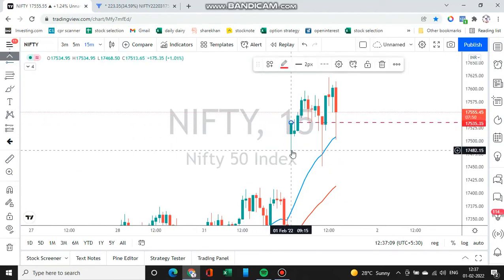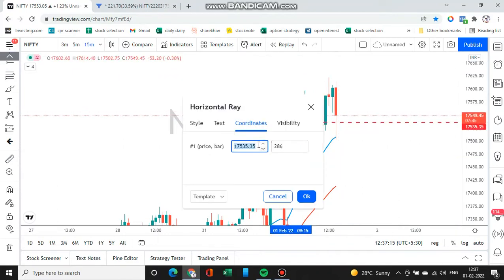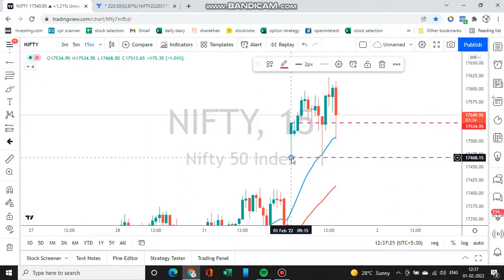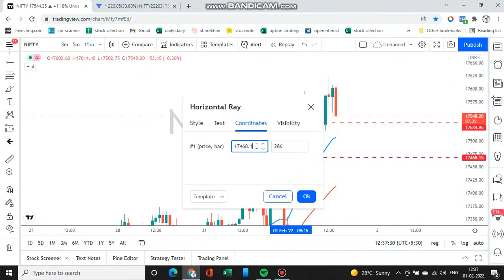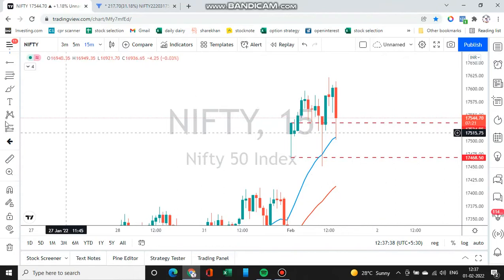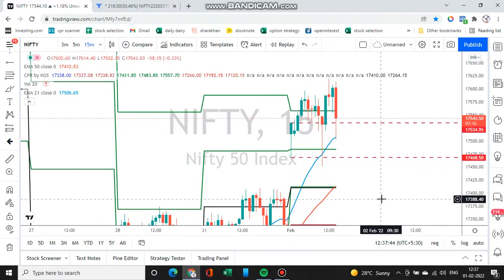The high here is 17534.95. Wonderful. And the low is 17468.5. Yes, 17468.5. Now let me unhide this so that I can see all my indicators.